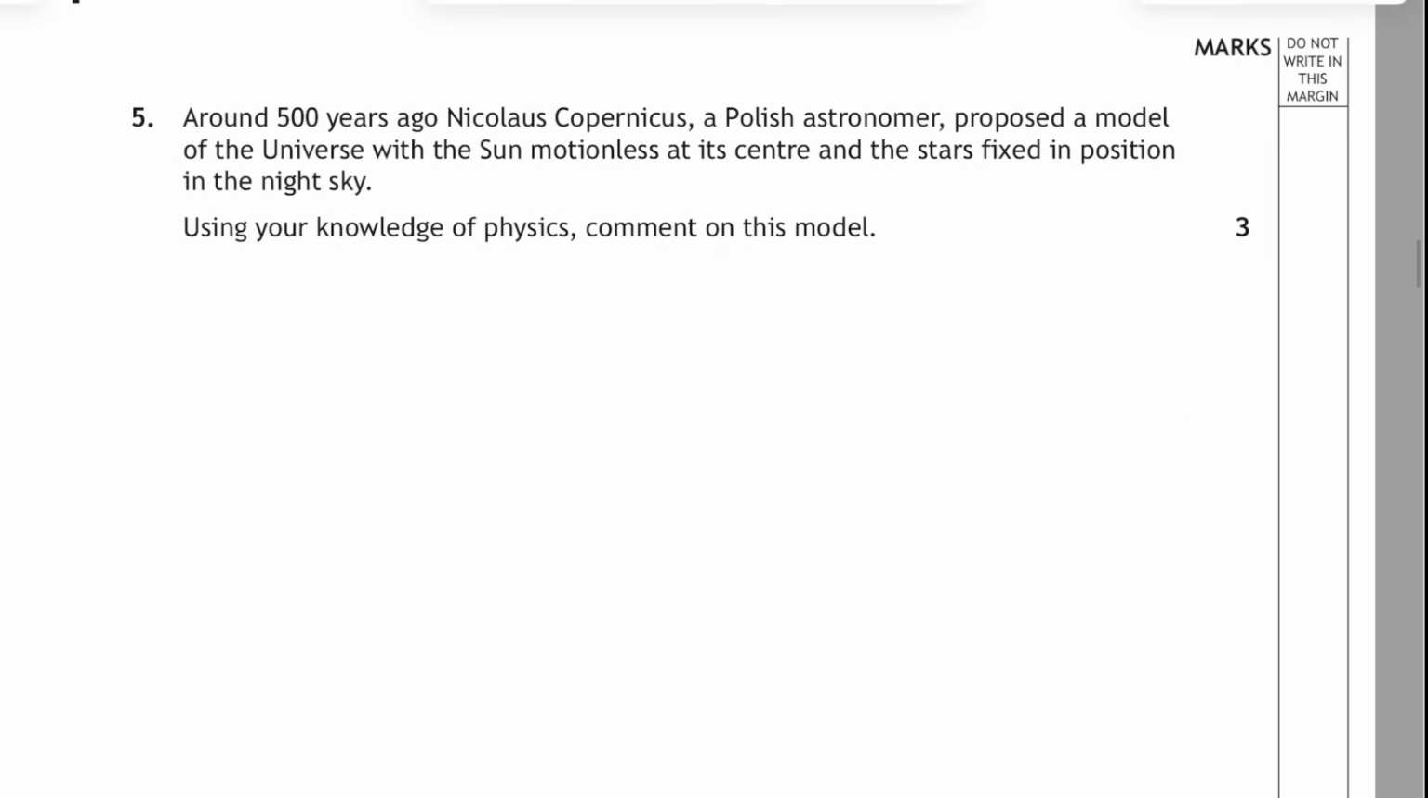Right, question 5. Question 5 is the first of the use your knowledge of physics questions. These are open-ended questions. Most people leave these until the very end when they've got a bit of time at the end of the paper. But let's have a go at this one just now.